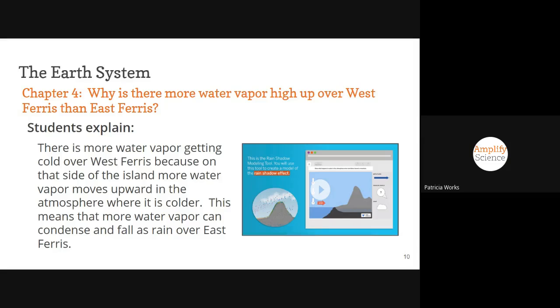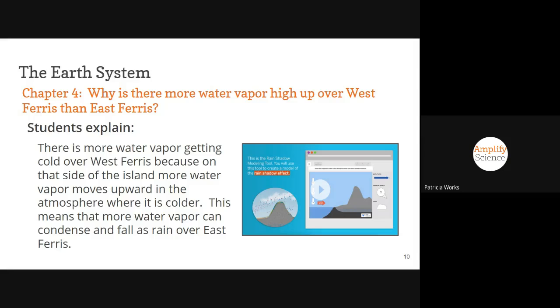In Chapter 4, students investigate the question, why is there more water vapor high up over West Ferris than East Ferris? They discover that mountains can redirect water vapor higher in the atmosphere. Wind can move water vapor to other places in the atmosphere. When the wind is blowing toward a mountain, the mountain can change the direction of the wind to direct the air upward. This causes the water vapor, which is part of the air, to move upward to where the atmosphere is colder.